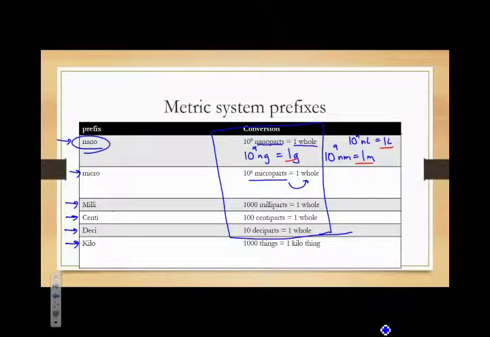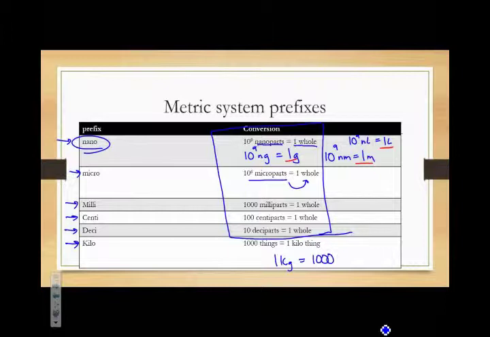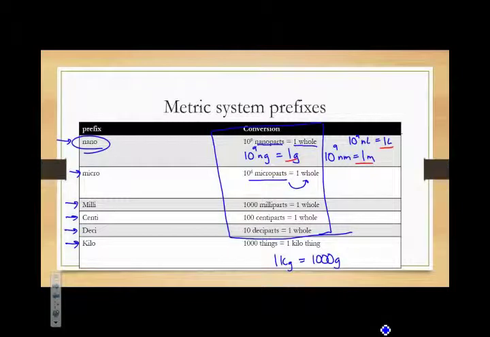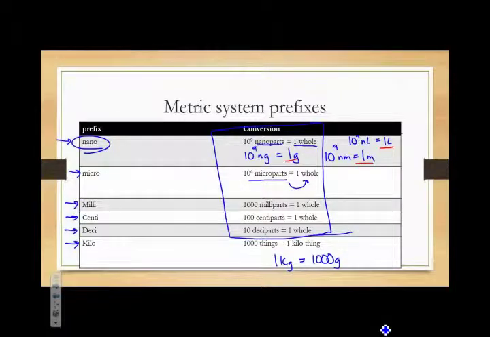Kilo, on the other hand, if you've ever thought about a kilogram, is equal to 1,000 grams. So now we've taken our base unit and we're making some number of those, and that is equal to a kilogram, and in this case it's 1,000. There are other metric system prefixes out there, mega, giga, there's pico, nano, angstrom. They're all out there. These are the only ones that I'm asking that you become familiar with for this class because we use them fairly often.